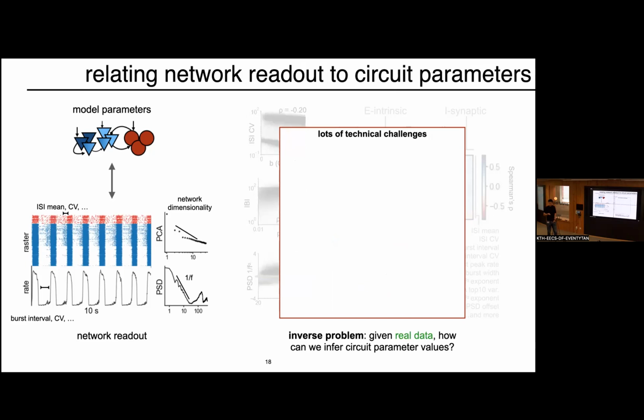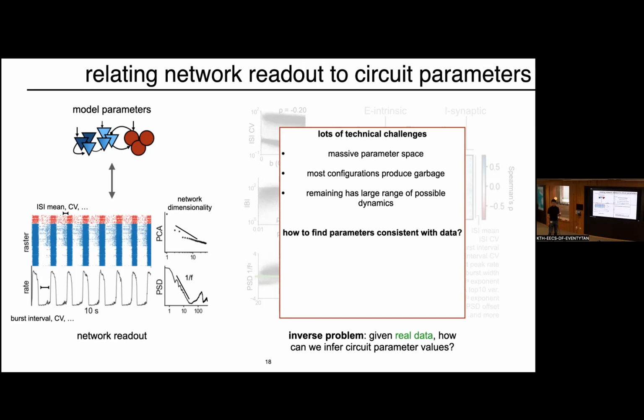And there are a lot of technical challenges, which I'll go through super quickly. Massive parameter space: 28 is already really big for the modest neuroscientist. And most of these configurations don't give you something interesting. It either goes silent or gives you basically maximally firing networks. And the ones that are reasonable, in the sense that it's something you might observe in real data, have a large range, like the plot I was showing before. If you allow 28 things to change, they can give you all reasonable things, but span the entire range of the parameter space. So how do you find parameters that are consistent with data?